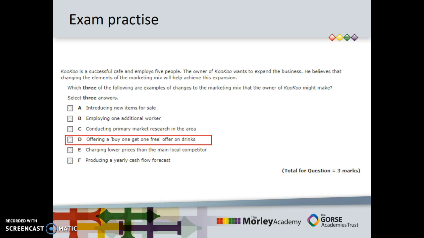Offering to buy one and get one free. Okay, that is an example of promotion. Charging lower prices, an example of price. Introducing new items for sale, product. Employing additional workers, nothing. Primary research, nothing. And producing a yearly forecast isn't anything to do with the marketing mix.